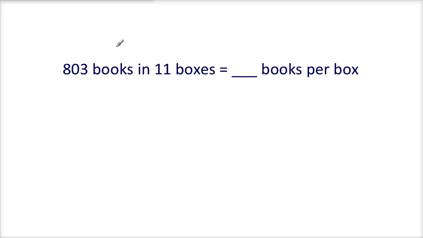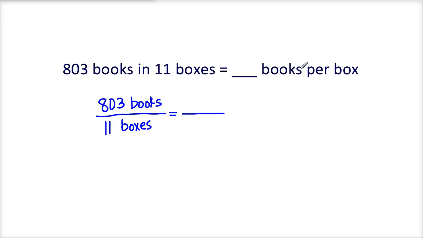Okay, the final example that I chose is 803 books in 11 boxes. So we want to know how many books per box. So once again, write it out so you can visualize what it is you're doing, because this is going to get more difficult as the unit rolls on. So we have 803 books per 11 boxes. So this is the rate that I'm working with, and I want to know the unit rate. So how many books per 1 box?